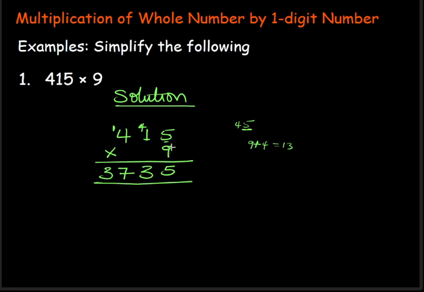I'll take it again. 9 times 5, you start from here. 9 times 5, 45. You write 5 and you carry 4. 9 times 1 will give us 9, plus the 4 you carried, that will be 13, so you write 3 and carry 1. 9 times 4 will give us 36 plus 1, that will give us 37.